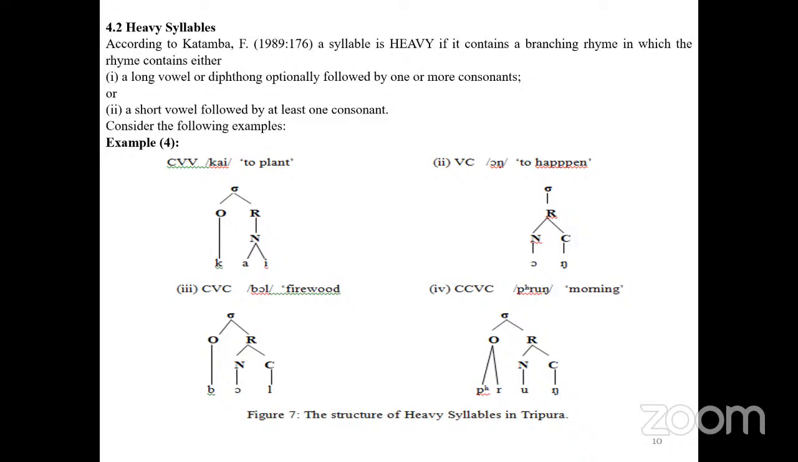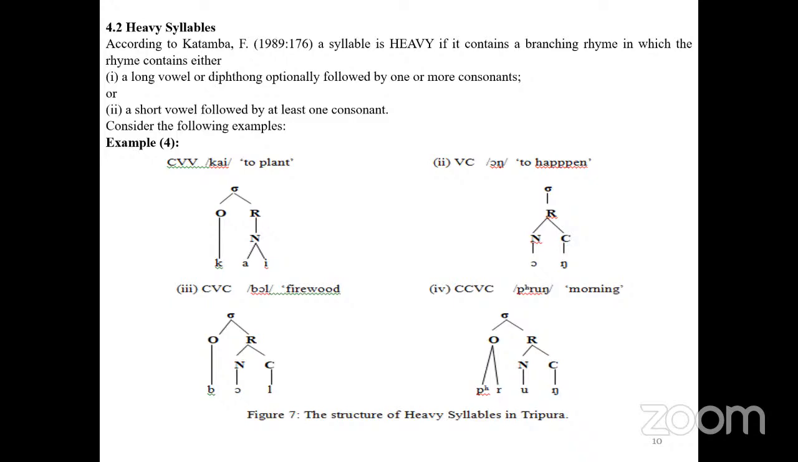Again, kai, to plan, and ong, to happen, and prung. Prung is morning, and ball, fire oat. Next slide.